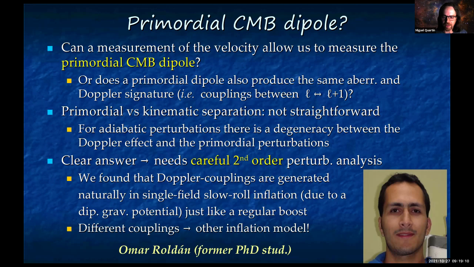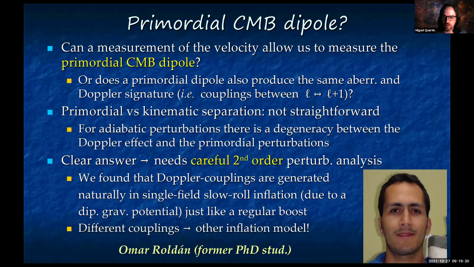And we found that the Doppler couplings were generated naturally in single field slow-roll inflation, due to the dipolar gravitational potential, just like a regular boost. Which means that if you do measure different Doppler couplings than you would expect from the velocity, you can rule out slow-roll inflation this way, okay?